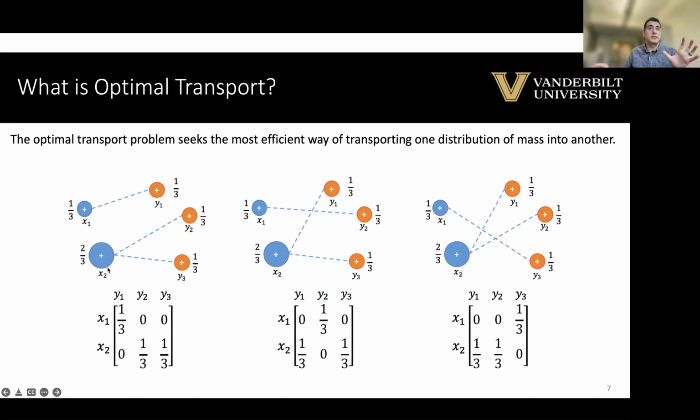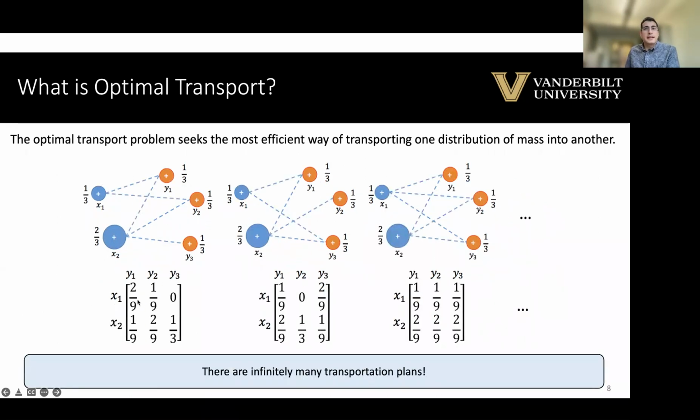So we have equal mass in 2 distributions. Here the total mass is 1. But now we have to essentially split the mass in x2 and carry it to other points in y's, right? So now our transportation plans are going to look something like this. x1, the 1/3 is going to go to y1, x2, 1/3 amount of mass is going to go to y2, 1/3 amount of mass is going to go to y3, right? And so on. We can essentially have other types of these transportation plans.